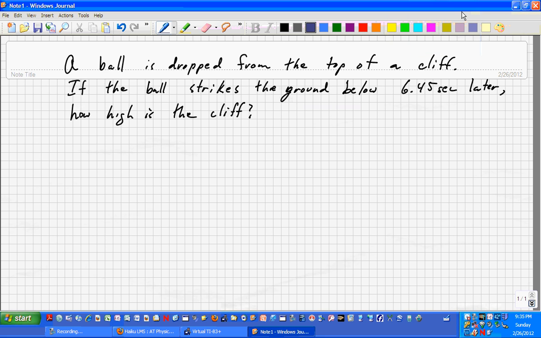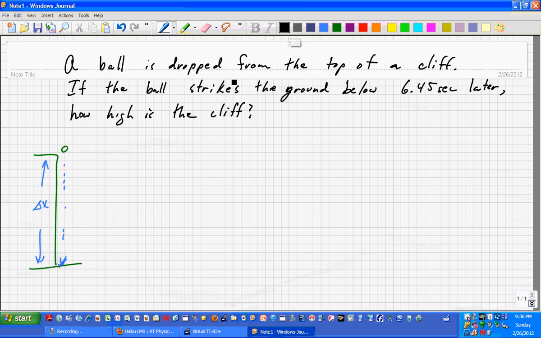Here's an example of a falling object problem. We've got a ball that's dropped from the top of a cliff. If the ball strikes the ground below 6.45 seconds later, how high is the cliff? So what we've got is a cliff here and a ball that's being dropped, and 6.45 seconds later it lands. We want to know how tall the cliff is.